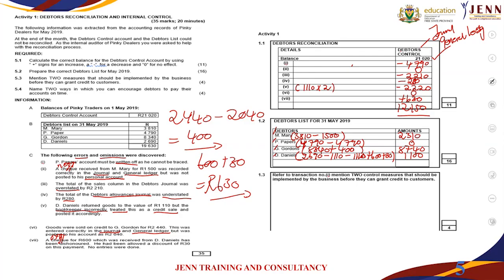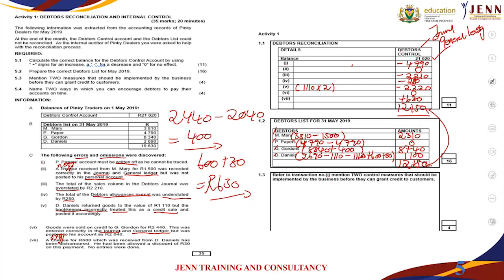When we add all the balances, how much are we going to have, Sunelo? 12,150. You see, now it is the same as the balance on our debtors control. If this is the case, this simply means your debtors control, in fact your debtors reconciliation, is 100% correct.